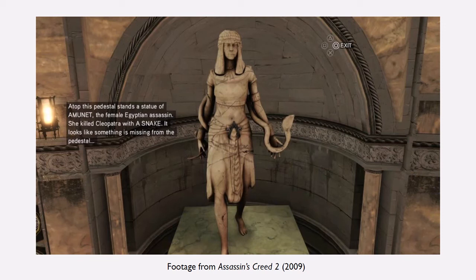So, some context then. The game opens in 49 BCE and covers a period of around 5 years, culminating in the assassination of Gaius Julius Caesar in 44 BCE. So Cleopatra goes from being around 20 years old to around 25 years old. It's an interesting choice of a period of time to focus on.